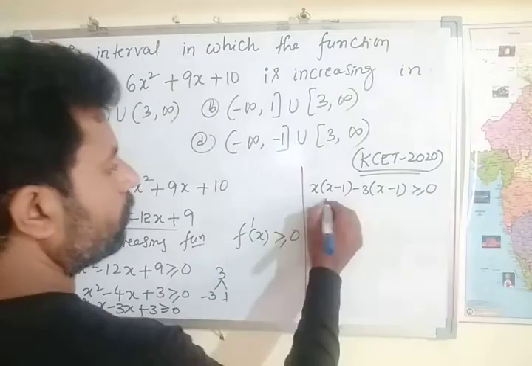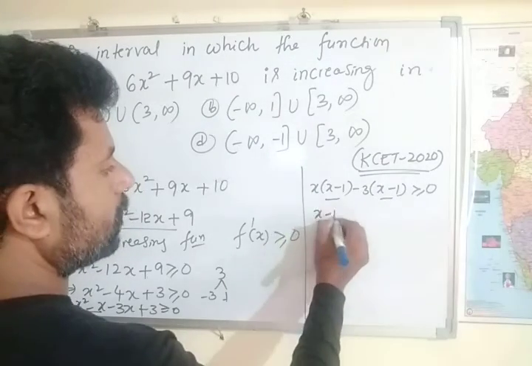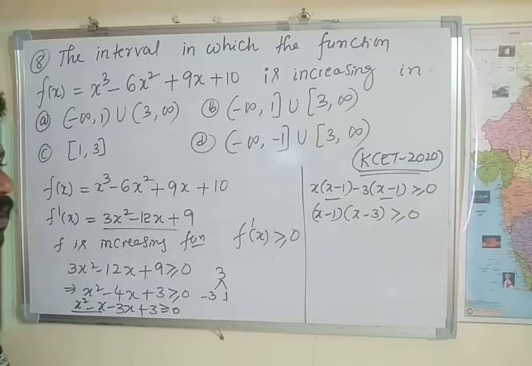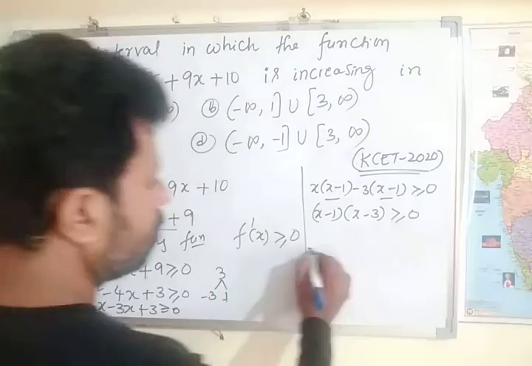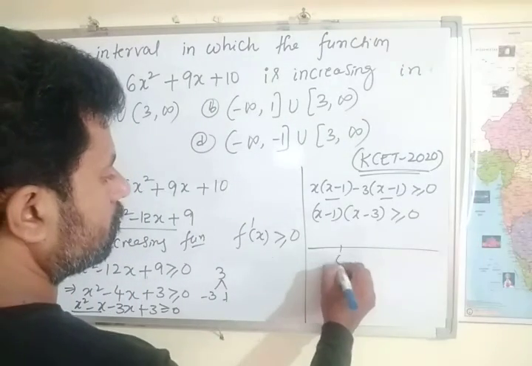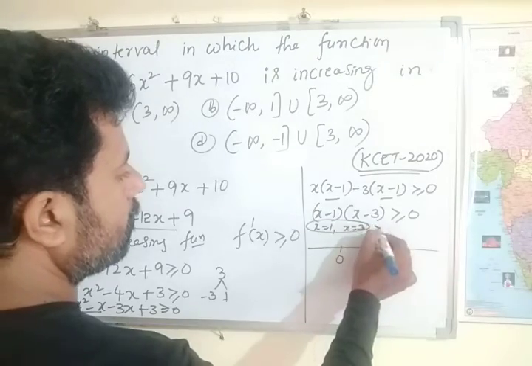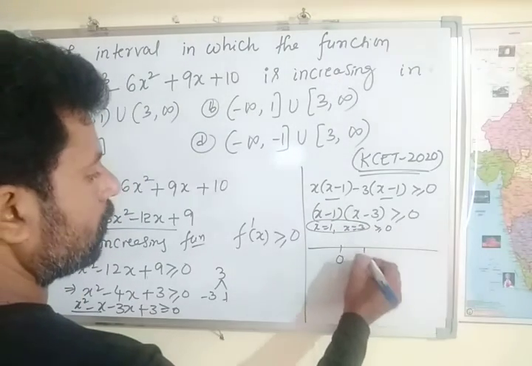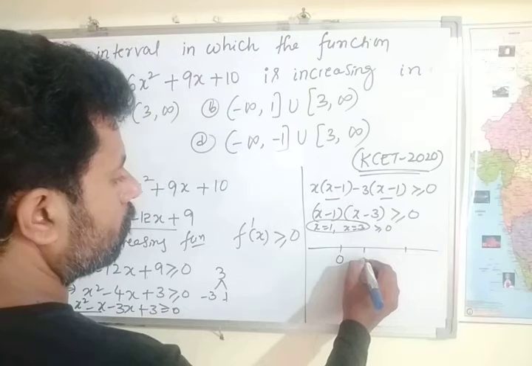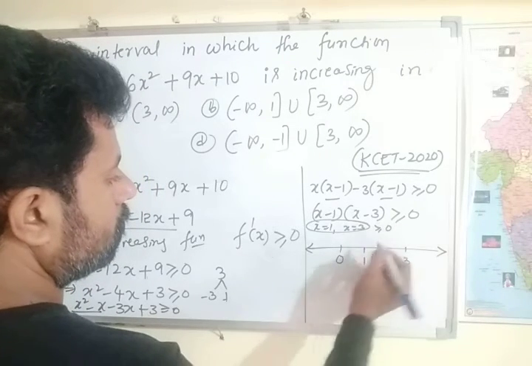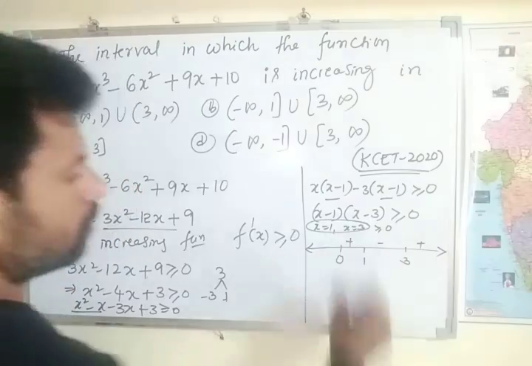Next step, here we have x minus 1 and here also x minus 1. So x minus 1 into x minus 3 is greater than or equal to 0. Now here we consider the intervals in notation form, x is 1 and x is 3. This result is greater than or equal to 0. So here we consider 1, 2, 3, x is 1 and 3, and we consider plus positive in the outer regions.